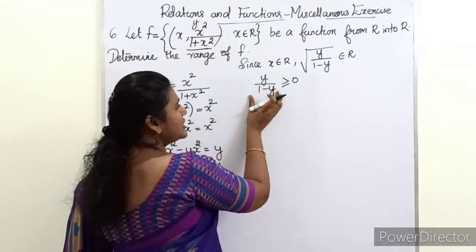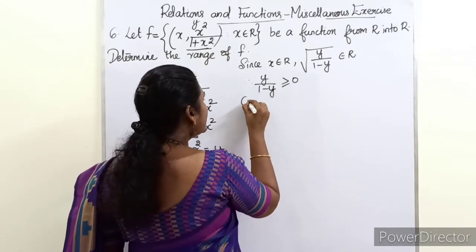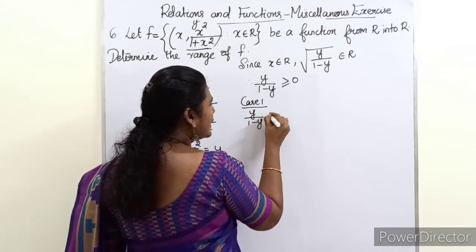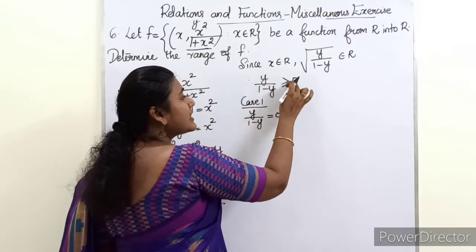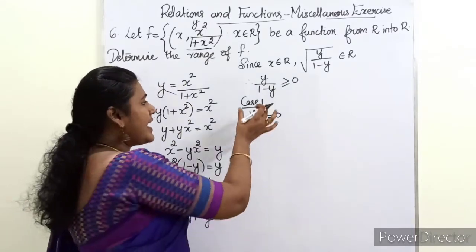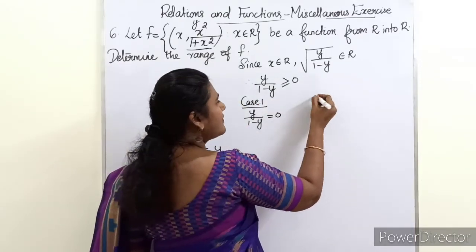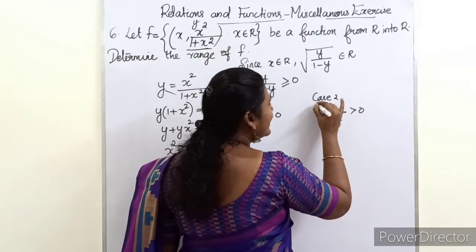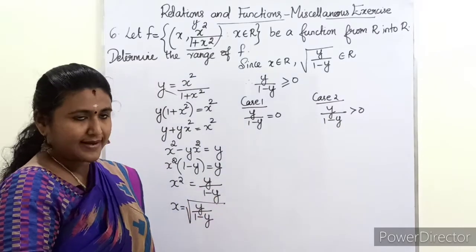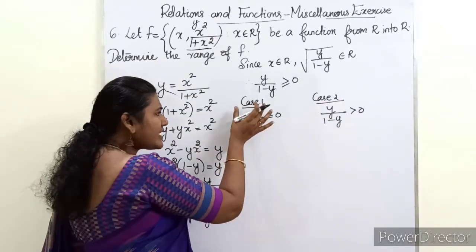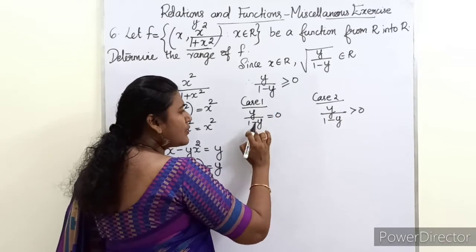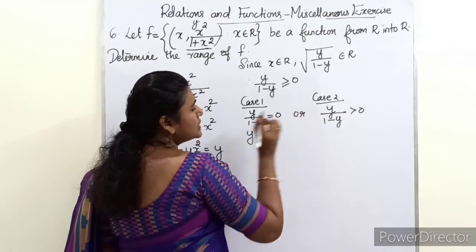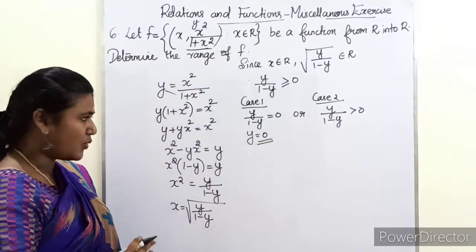Now from this condition we can take two cases. For case 1, we can take this expression equal to 0. So here what we got is this expression greater than or equal to 0. So case 1 we will take equal to 0, and for case 2 we will take y by 1 minus y greater than 0. We will take these two conditions separately as case 1 and case 2. First case, if you see, when you cross multiply, what you are getting? y is equal to 0 you are getting. Okay. So first case we are getting y is equal to 0.